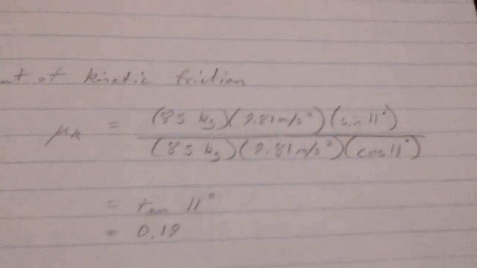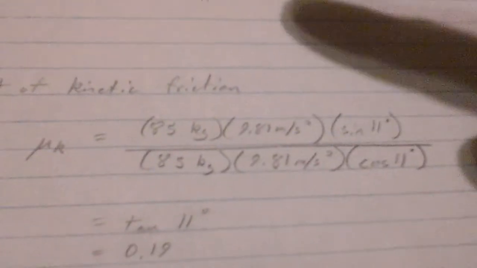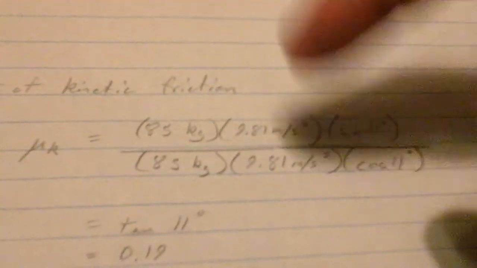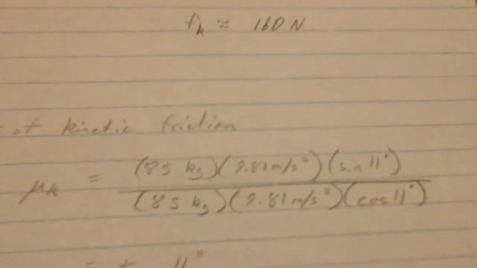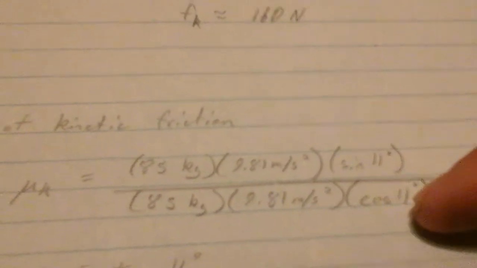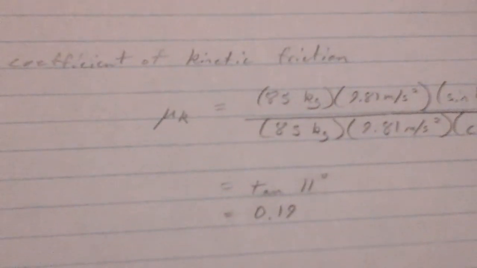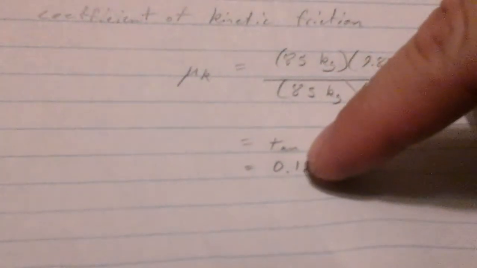We put that together, everything's just canceled out, are essentially 1, and we just would have tangent of 11 degrees, because this is sine 11, cosine 11, pretty simple math. So we get the coefficient of kinetic friction on the skier would be 0.19.